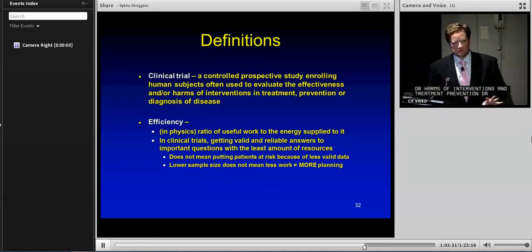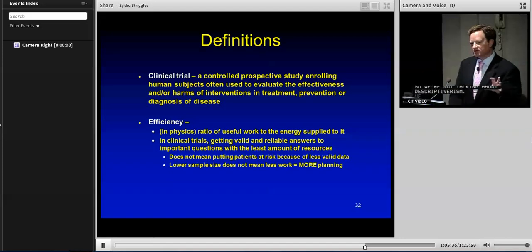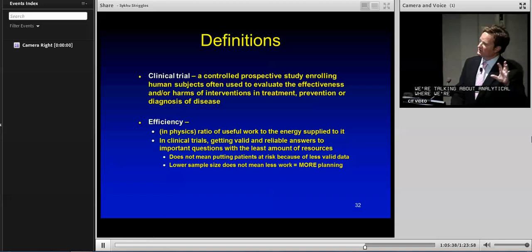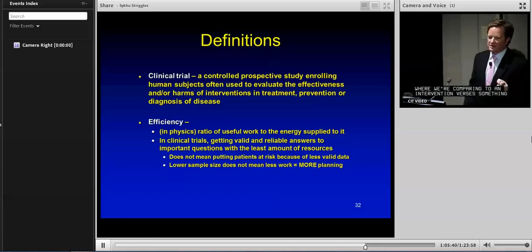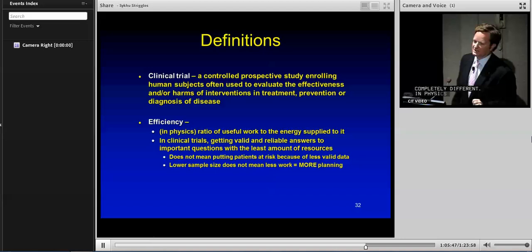So we're not talking about descriptive research now. We're talking about analytical research where we're comparing an intervention versus something else in a test and a control group. Efficiency is something completely different. In physics, it's the ratio of useful work to the energy supplied to it.